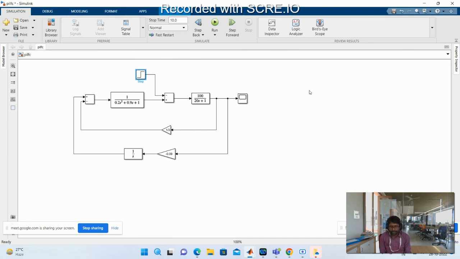Now I have a power plant, initially running with the normal frequency, there is no frequency deviation, there is no change in load. But after 5 seconds, there is an increase in the demand by 0.01 per unit. Now I want to verify how my frequency deviation will be. Okay? Simulate.